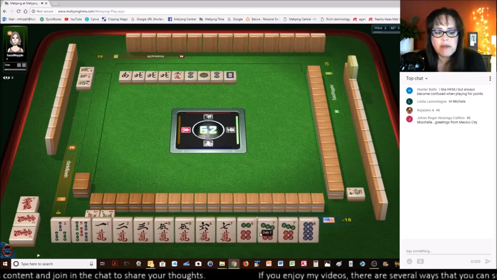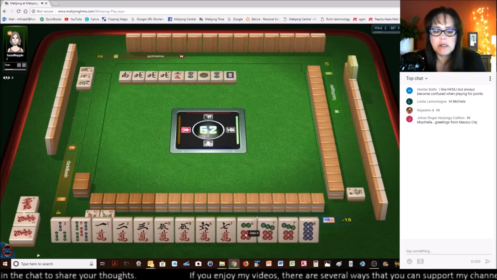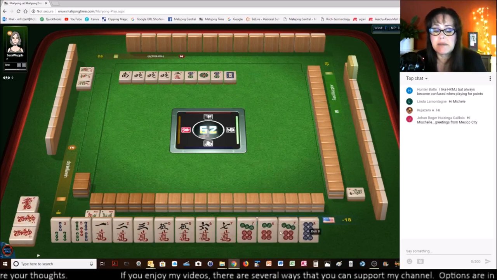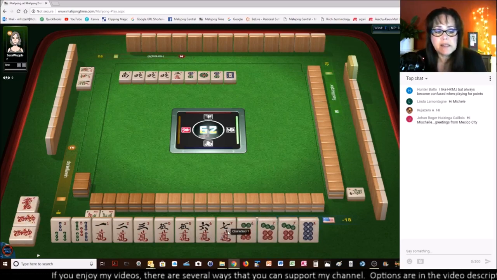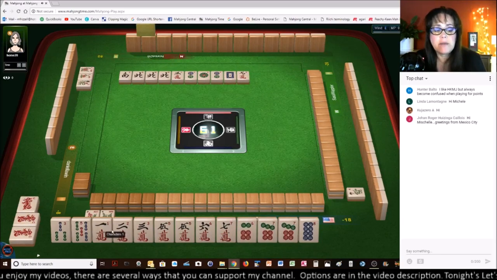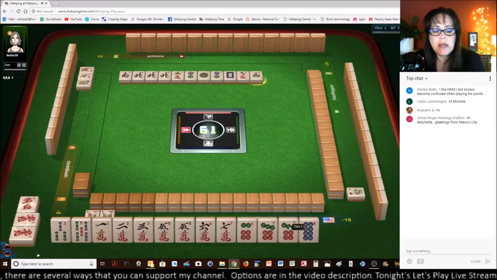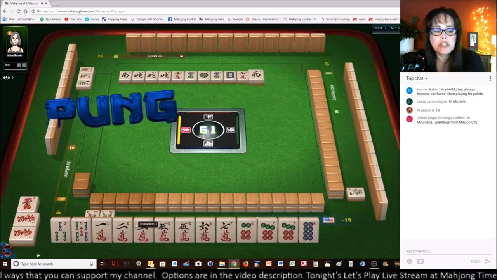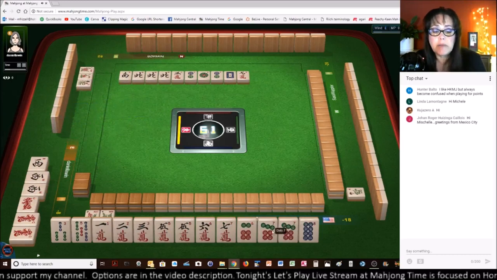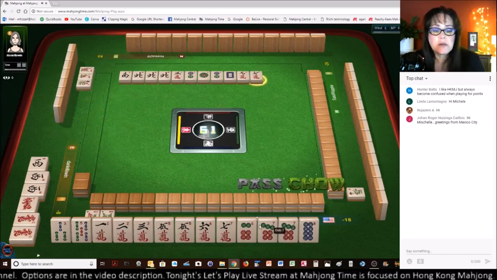So we do have a lot of good chow potential here. We actually have a chow with the 6, 7, 8. We have a 5, 6, 7, so there are two chows there. And we have a 1, 2, 3. So we have 1, 2, 3 chows, a potential chow. We even have a pair here.